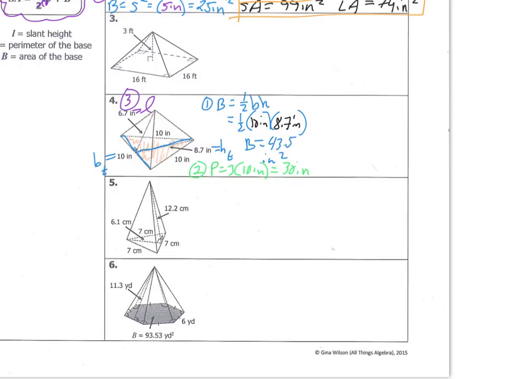So now we've gathered all of our data. We're ready to run the formula. So step 4, surface area is equal to 1/2 P cursive L plus big B. What's underneath that?